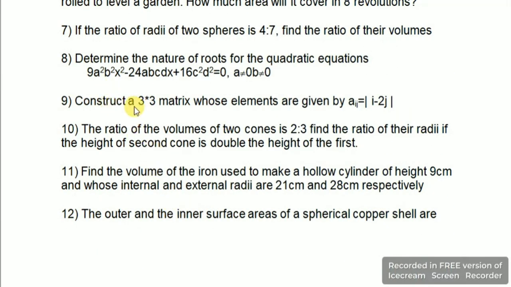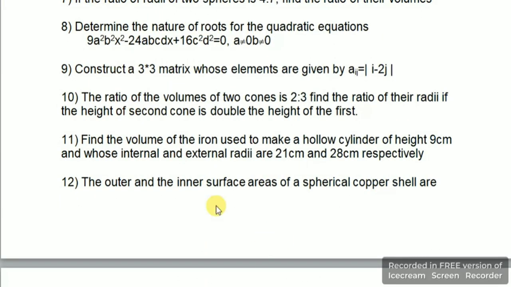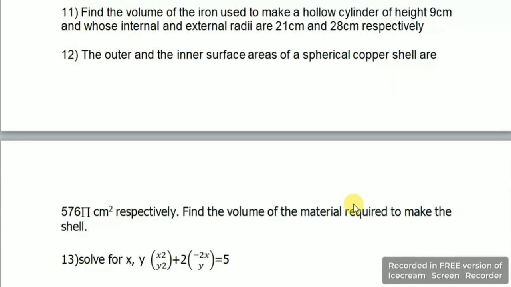Ninth question, construct a 3 into 3 matrix whose elements are given by a of ij equal to modulus of i minus 2j. 10th, the ratio of the volume of two cones is 2:3. Find the ratio of the radii if the height of the second cone is double the height of the first. 11th, find the volume of the iron used to make a hollow cylinder of height 9 cm and whose internal and external radii are 21 cm and 28 cm respectively. 12th, the outer and the inner surface areas of a spherical copper shell are 576 pi cm square respectively. Find the volume of the material required to make the shell.